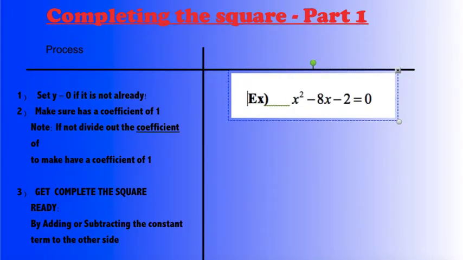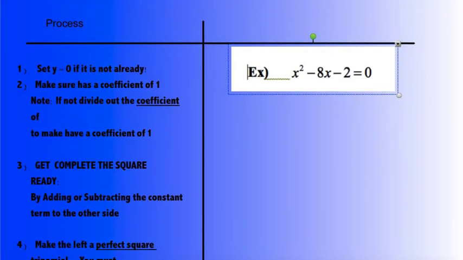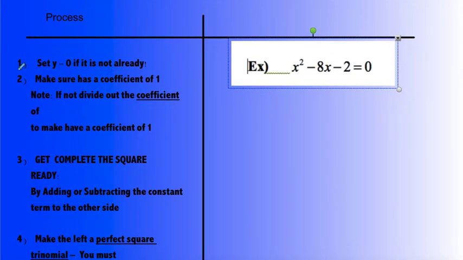Okay, so to complete the square, first it's got to be a quadratic equation. And you want to set y equal to 0 if it is not already. So this could have been y, and if it was y, we would set it equal to 0 because when we solve a quadratic equation, remember we're looking for the x-intercepts or the roots of the equation. Then the first thing I always want to do is make sure there's a coefficient of 1 in front of the x squared. If not, we're going to divide out the coefficient to make it a 1, and I'll show you how to do that.